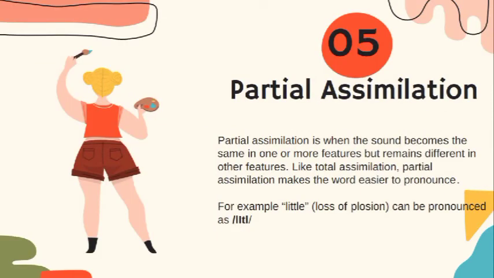And the last is partial assimilation. Partial assimilation is when the sound becomes the same in one or more features but remains different in other features. Like total assimilation, partial assimilation makes the word easier to pronounce. For example, the word little, L-I-T-T-L-E, it can be pronounced as "lidl".